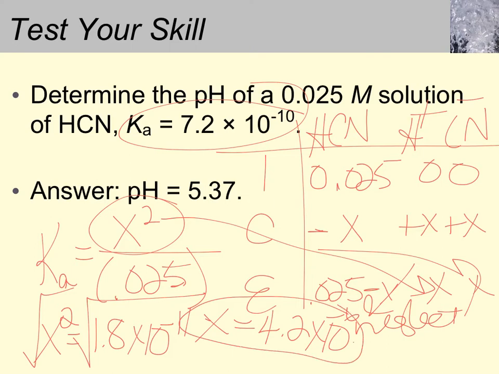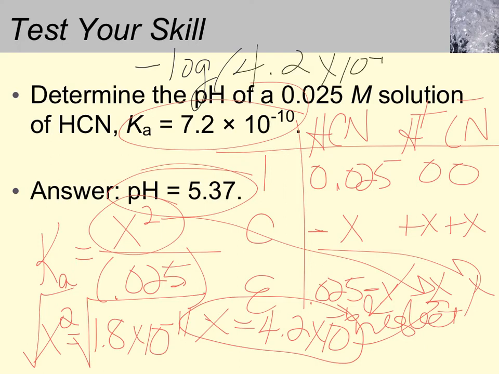Remember now that represents the concentration of hydronium ion, so in order to get pH, which is what the question is asking you, you need to take minus log of that concentration, 4.2 times 10 to the minus 6. And when you do that, you finally get your answer. pH is 5.37.